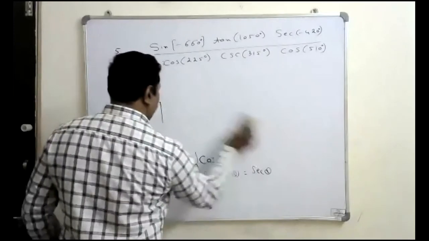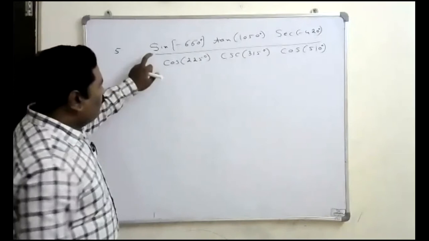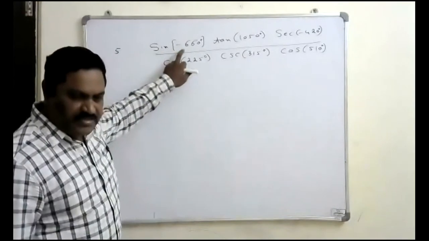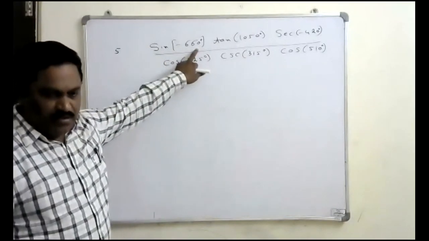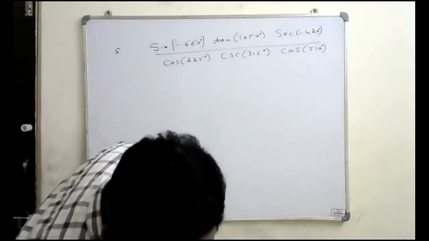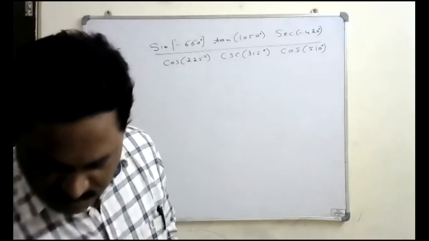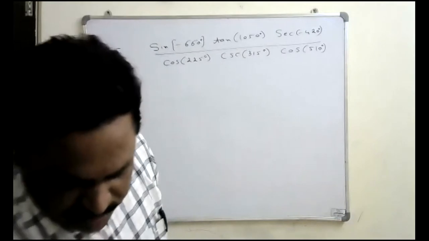So here, first of all, sine of minus 660 is there. Sir, another voice is coming from someone. Yes. Please, all of you, mute it.